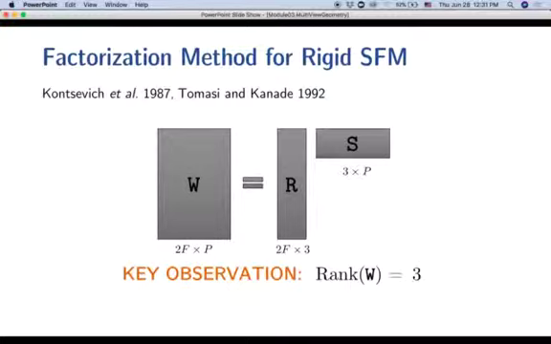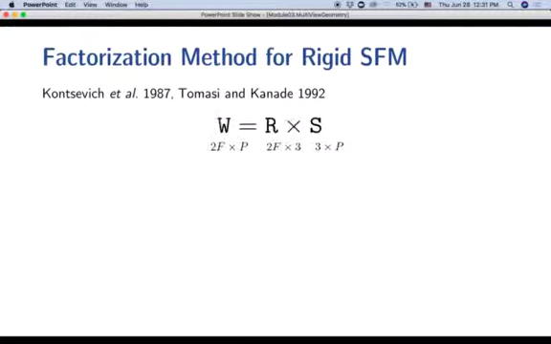Okay, so now I know the rank of W is 3. So what? If the rank of W is 3, then what will happen? What can you say about it? Let's just proceed.